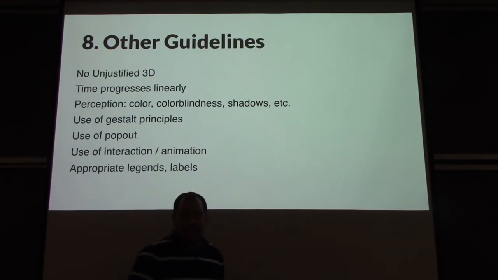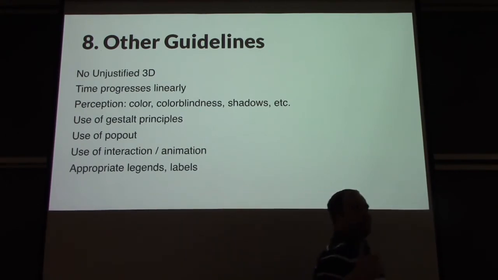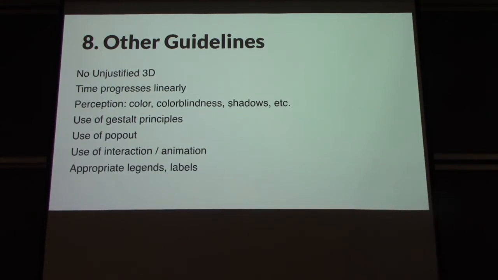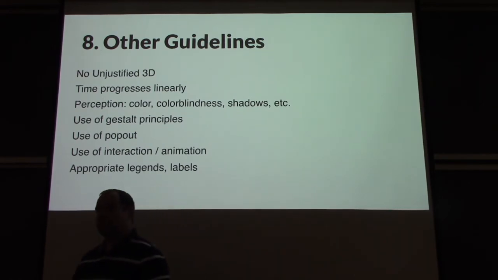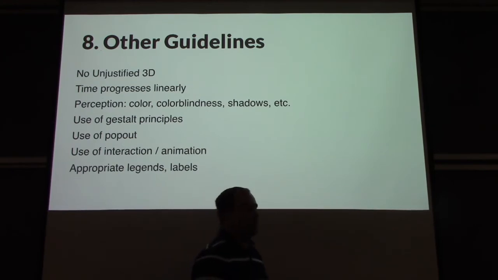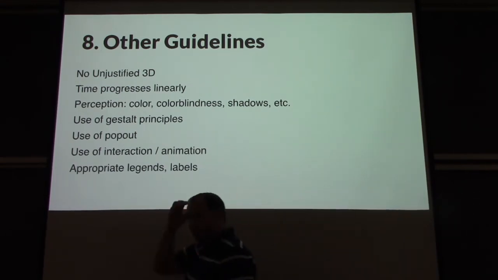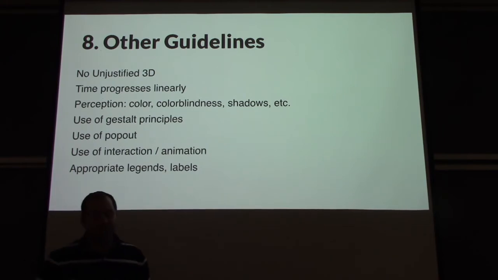Here's a couple of other guidelines. No unjustified 3D. What are the problems with three-dimensional representations? Difficult to perceive. Depth judgments are hard. Occlusion is a problem. Very often we need to do some perspective distortion to make it appear three-dimensional, which is then not faithful to the size of the item. Very often we need to do lighting, which then causes shades, and the shades might distort any color that we might be using. We have problems with navigation in 3D, and so on.